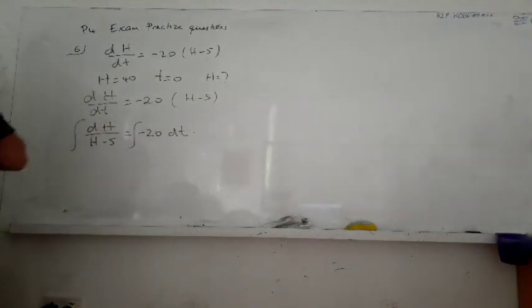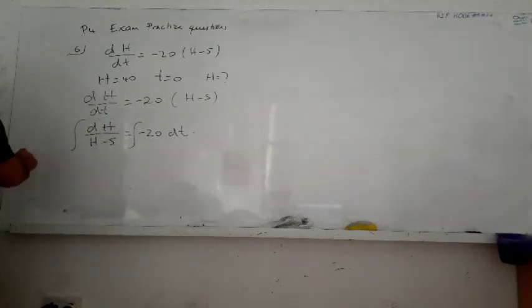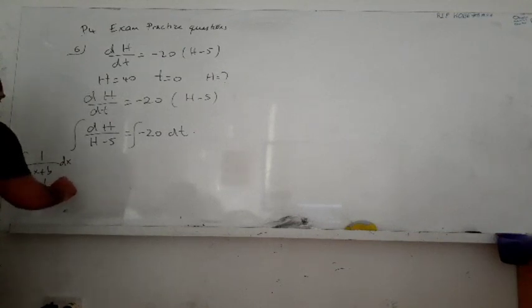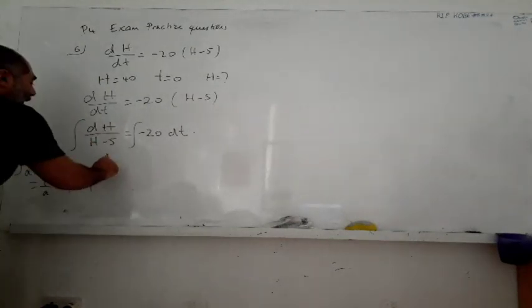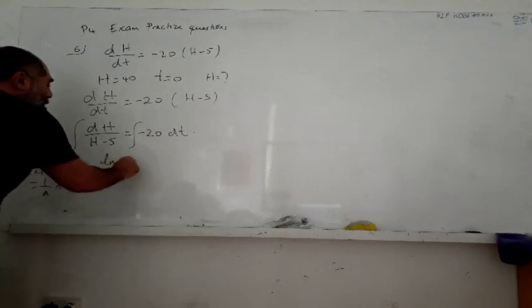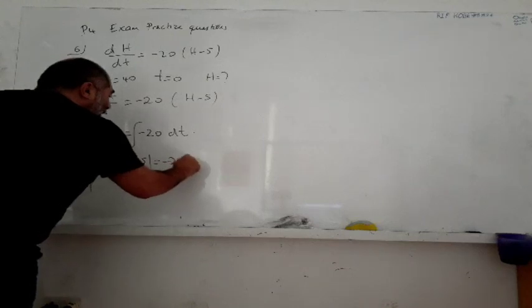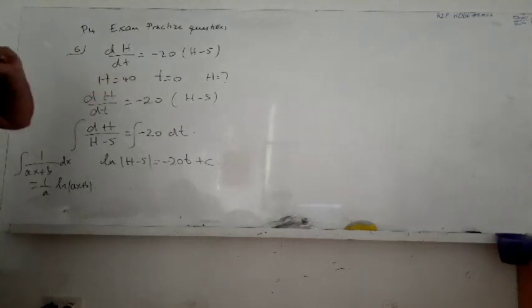And to be able to integrate that one, we have to remember that the integration of 1 over ax plus b dx is equal to 1 over a ln of ax plus b. So the integrated form of this one is ln of h minus 5, and that one is minus 20t plus c.